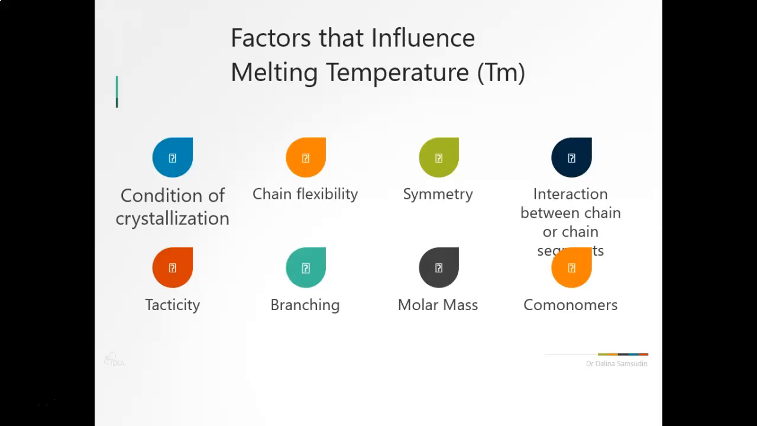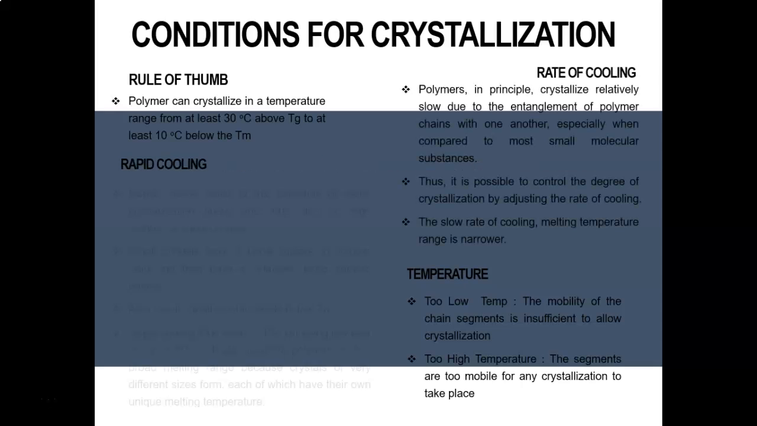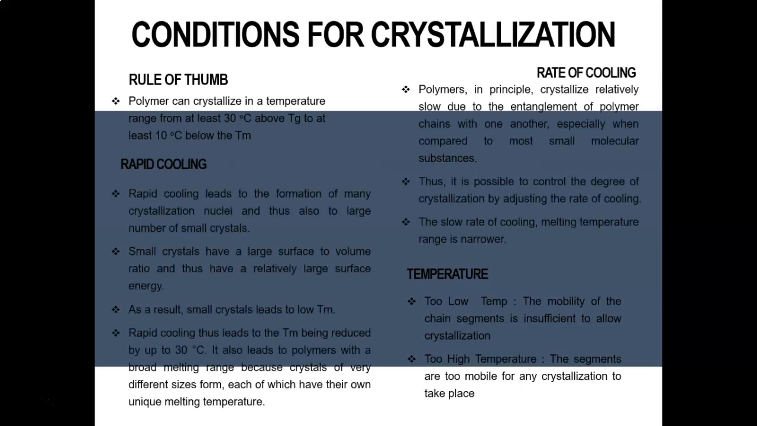Factors that influence the melting temperature are also the same factors that influence the glass transition temperature. For example, condition of crystallization, chain flexibility, symmetry, the interaction between chains or chain segments, tacticity, branching, molar mass, and comonomers. When we look at the condition for crystallization, the rule of thumb is that a polymer can crystallize in a temperature range from at least 30 degrees C above Tg to at least 10 degrees C below Tm.